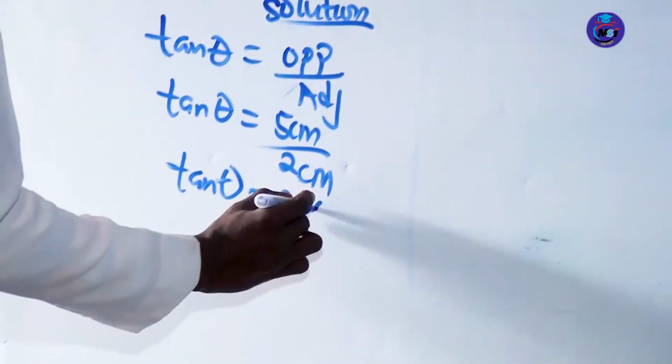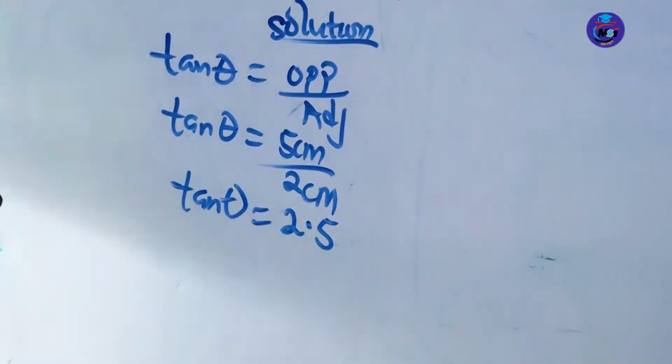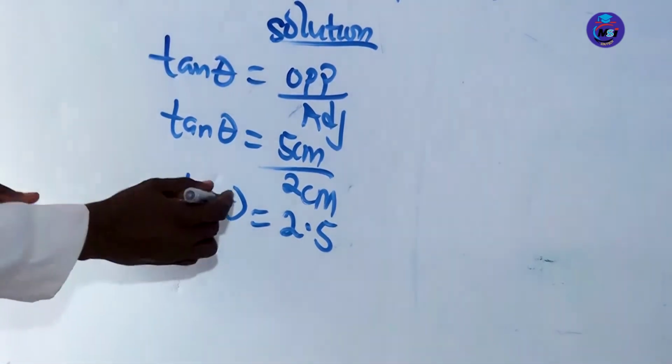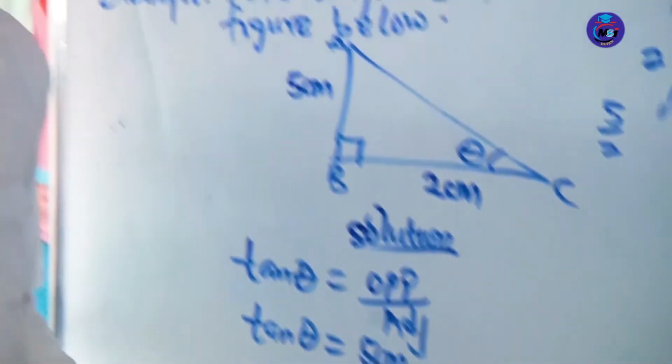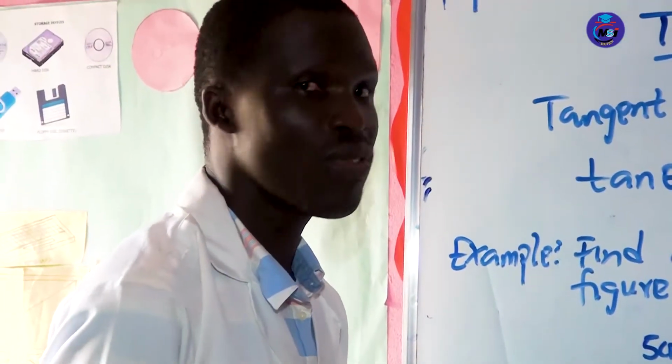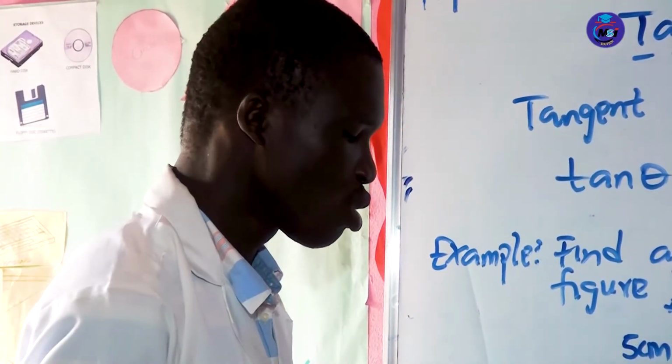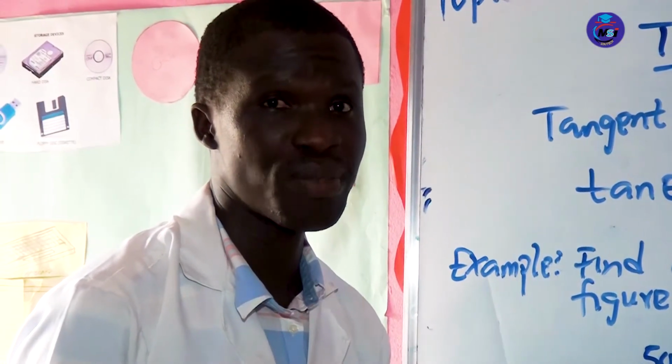2.5. Okay. So now we are not going to stop here, because we are looking for theta, and it's either you use your 4-figure table or you use your calculator. You know how to press that.